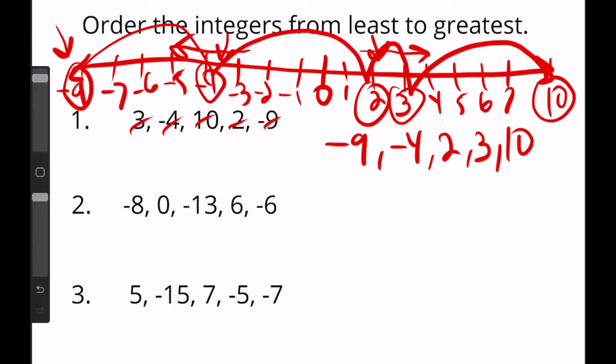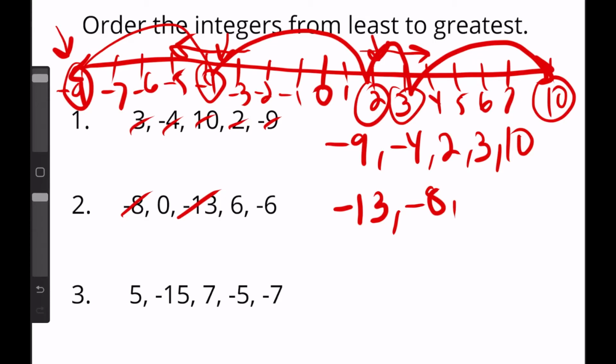We've got -8, then we've got 0, then -13, then 6, then -6. Well, let's pick the largest negative number to start this. The largest negative number here is going to be -13. So let's cross that off our list. Now we're left with 4 numbers that are a lot more manageable. Let's pick again the largest negative number that's left. And at this point, the largest negative number that's left is going to be -8. Let's cross that off. Now we're left with 3 numbers.